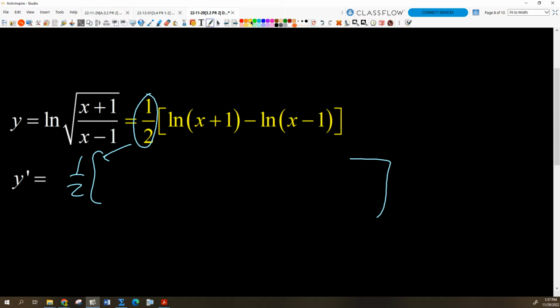What am I going to get from the derivative of log of x plus 1? Well, that's just derivative of log u is u prime over u, right? So what do I get from that derivative of log x plus 1 then? Yeah, 1 over x plus 1, right? Minus, what am I going to get from the derivative of log of x minus 1? Done. Boy, that was easy, right?